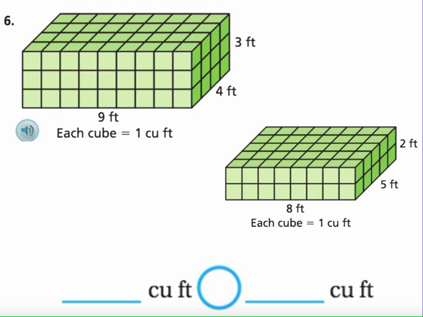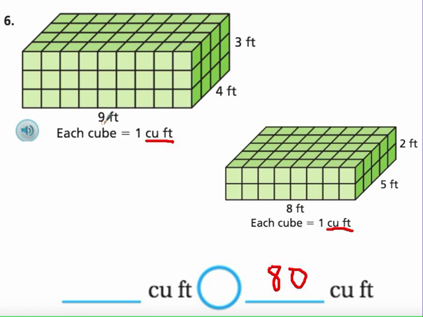Okay, let's do one more. Now notice this time we're talking cubic feet. So that's 1 foot on each side of those boxes. So these are big boxes now. Okay, so let's take a look at this one. Let's do 10. That's easy. 5 times 2 is 10. And then times the 8 would be 80 cubic feet. Okay, so that means there's 80 of those boxes in there.